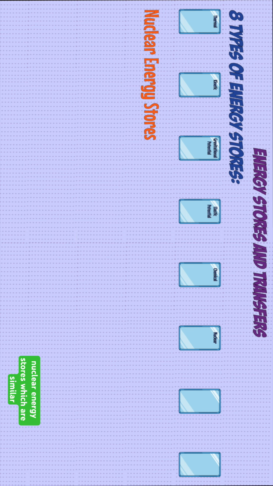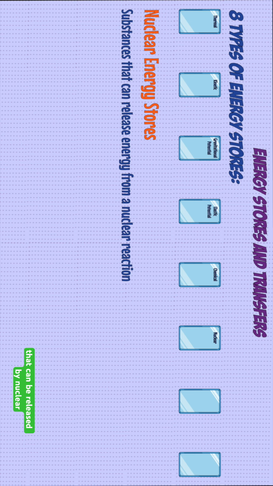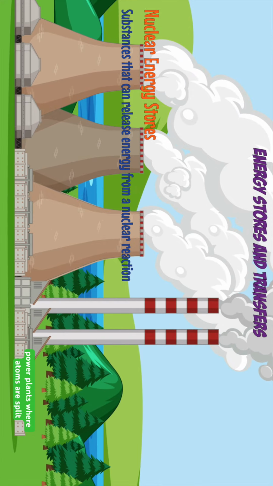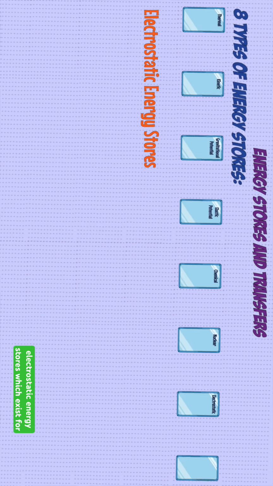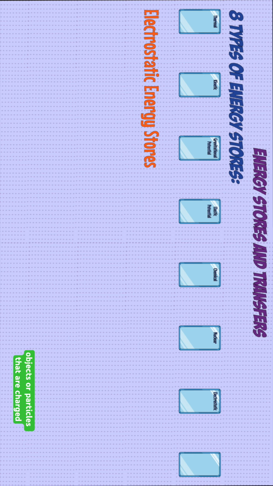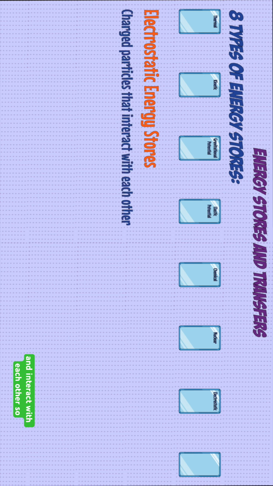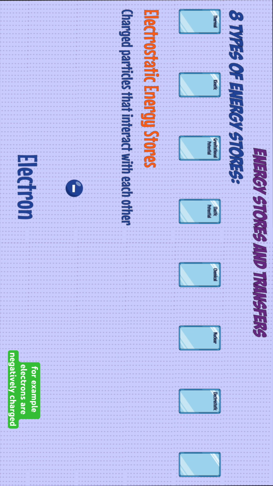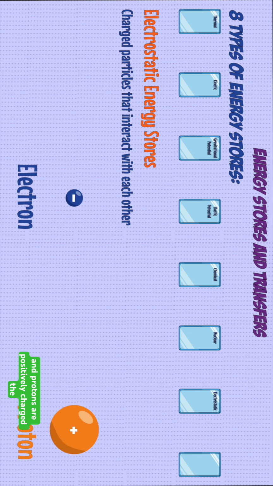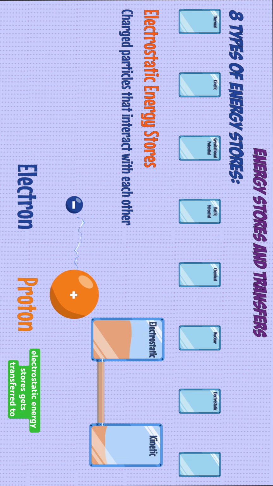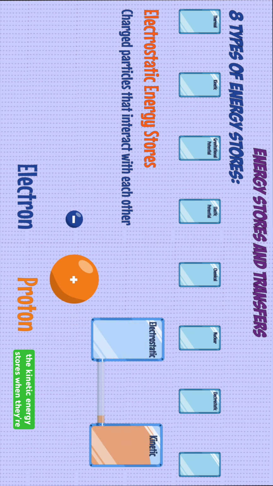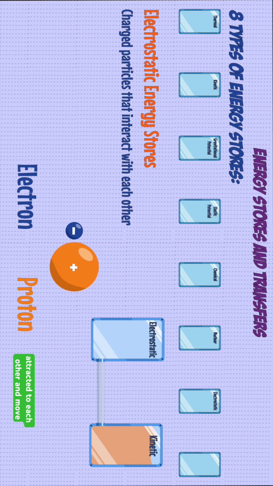We also have nuclear energy stores, which are similar to chemical energy but involve energy that can be released by nuclear reactions. These are found in nuclear power plants where atoms are split to release energy. The seventh are electrostatic energy stores, which exist for objects or particles that are charged and interact with each other. So for example, electrons are negatively charged and protons are positively charged. The energy that they have in their electrostatic energy stores gets transferred to the kinetic energy stores when they're attracted to each other and move closer.